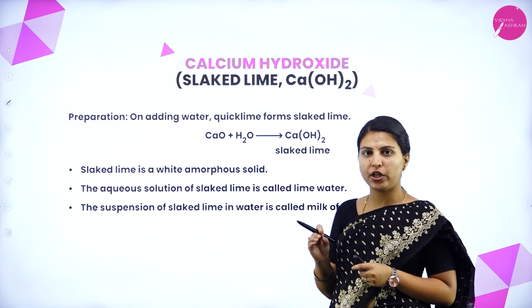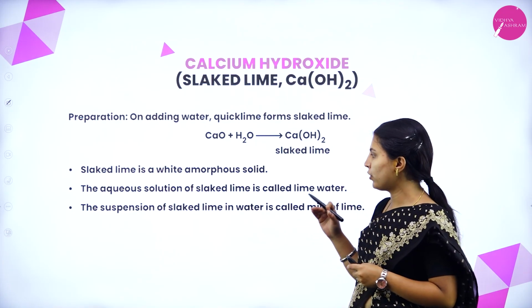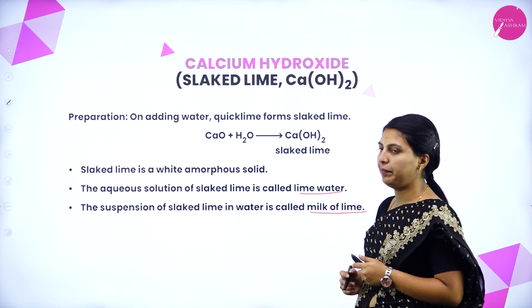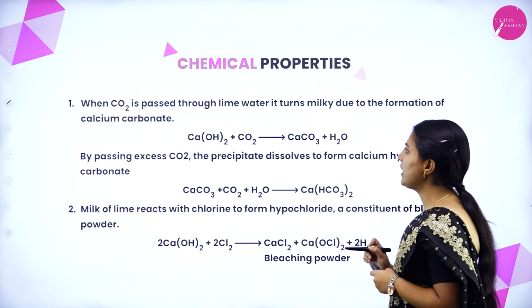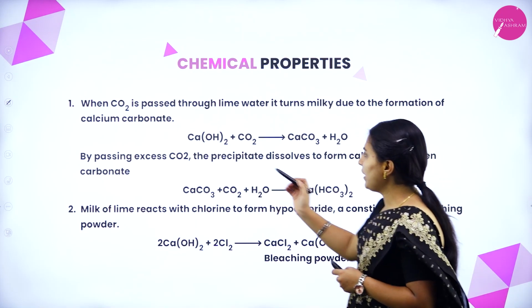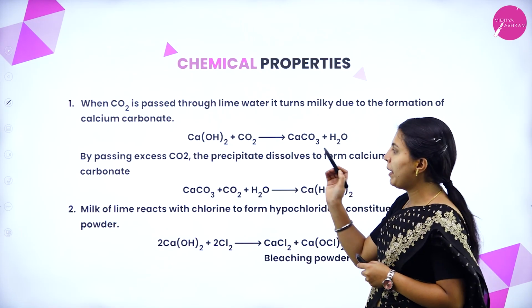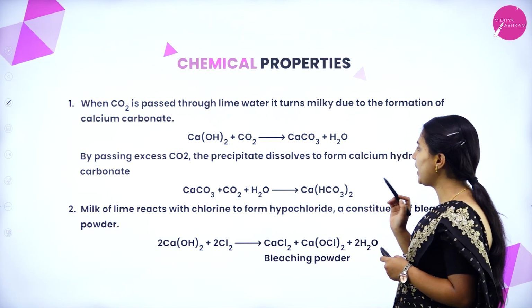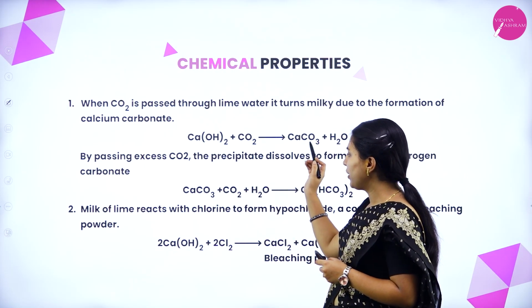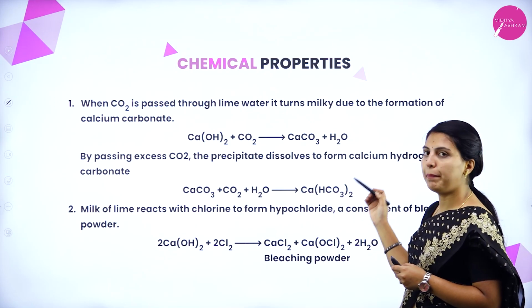When it is treated with water, a little bit of thick solution will remain at the bottom, and the aqueous solution is called lime water and the suspension is called milk of lime. Chemical properties: when carbon dioxide is passed through lime water, it turns milky due to the formation of calcium carbonate. When calcium hydroxide is treated with carbon dioxide, it forms calcium carbonate and water. By passing excess carbon dioxide, the precipitate dissolves to form calcium hydrogen carbonate. That means when calcium carbonate is treated with excess carbon dioxide and water, it forms calcium bicarbonate.